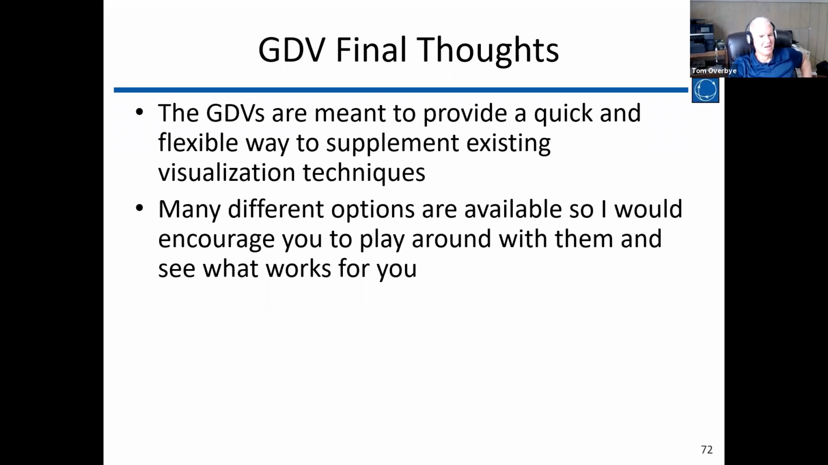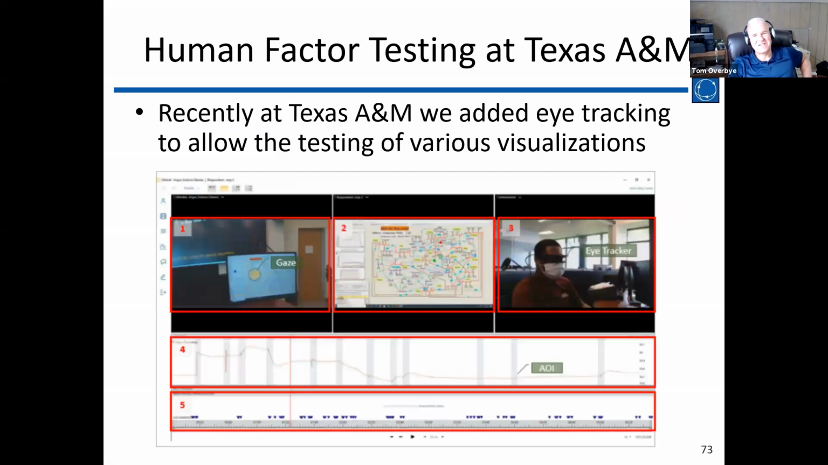That would be great. Just finishing off real quick, and this is if somebody's interested in having their images tested, we are starting to do human factor testing here at Texas A&M. And during COVID, we got some eye tracker equipment. This shows one of our research engineers. He's wearing eye trackers. He's looking at an image, and we can keep track of where he's looking on that image.